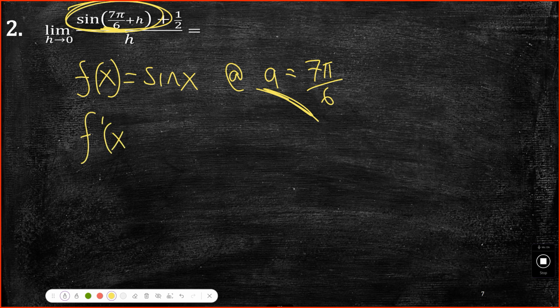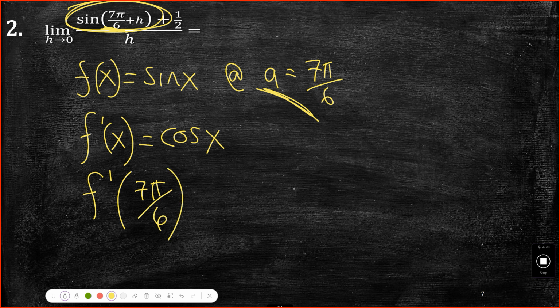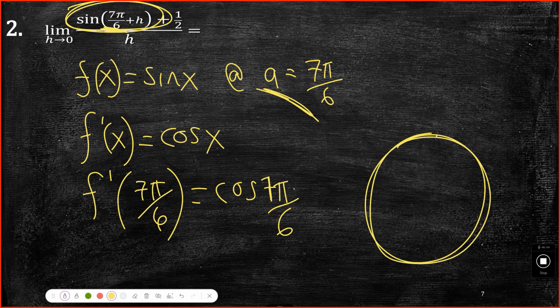F prime of x equals the derivative of sine x, which is cosine x. Now we evaluate at that point. F prime at 7 pi by 6 is equal to cosine of 7 pi by 6. So what is cosine of 7 pi by 6? Go back to the unit circle. You need to figure out where pi by 6 is.